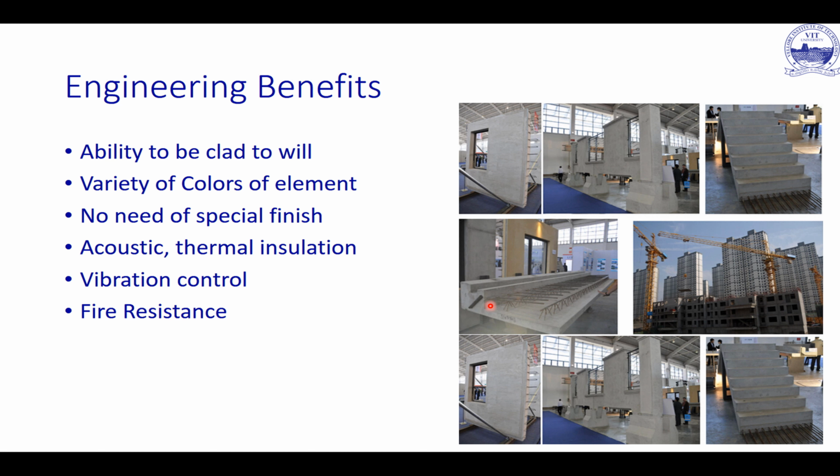So these are some of the engineering benefits. See the window, door, you name it. This is a staircase. These are some of the beams. All can be done in one single element. They can all be done in the factory, taken and just assembled, and you can give a variety of colors to the concrete so much so that you don't have to give a finishing layer. You don't have to worry about plastering. The surface is so good that you can start on the work directly.